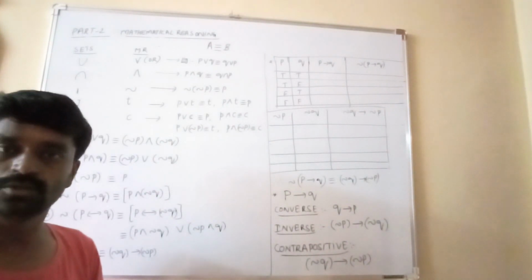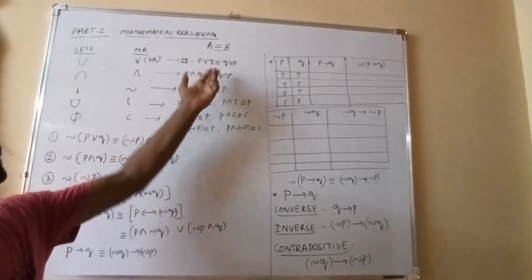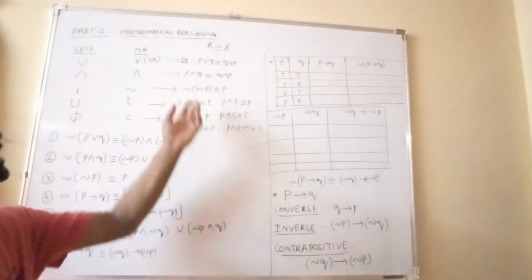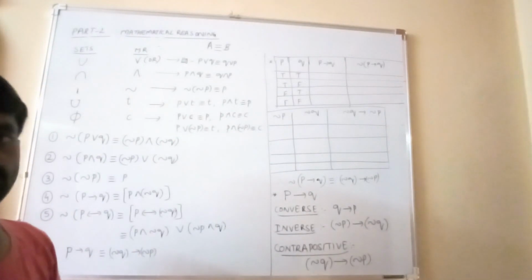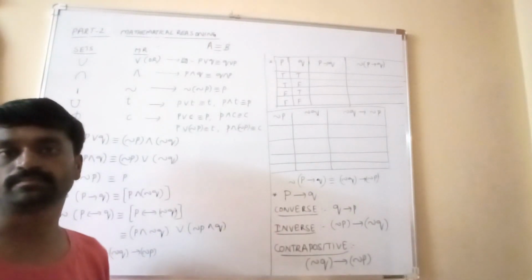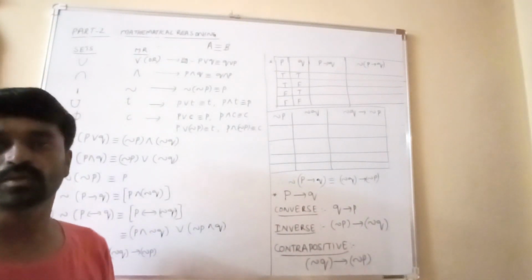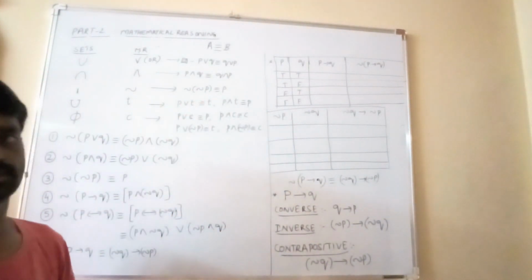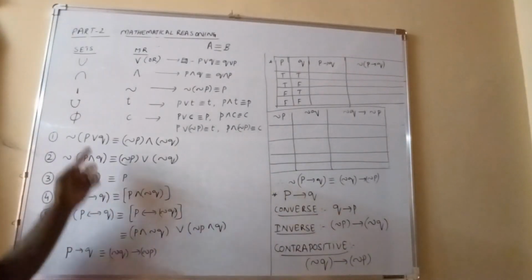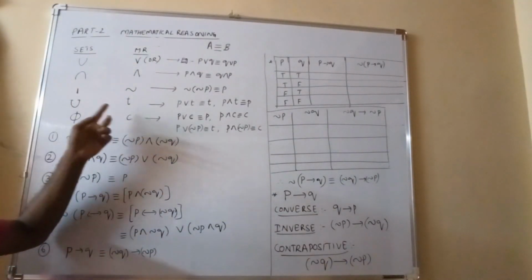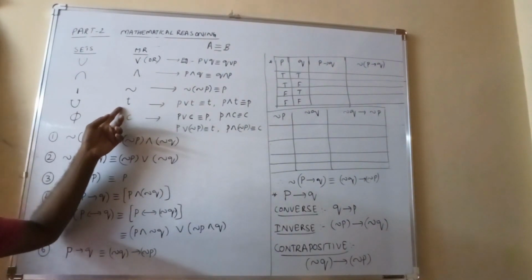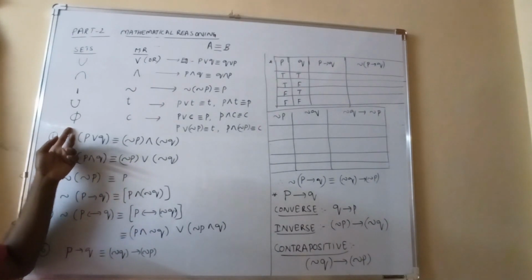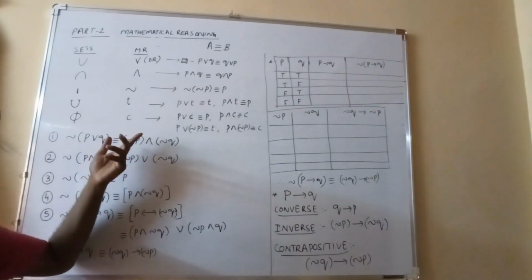So A union B is equal to B union A, just like P or Q is the same as Q or P. A intersection B is the same as B intersection A, so P and Q is the same as Q and P. Next, we know that the complement of A complement is nothing but A. Here also, negation of negation P is P. And in sets, the universal set is just like tautology in mathematical reasoning. Tautology is always true, denoted by small t. And the empty set is the same as contradiction, always false.